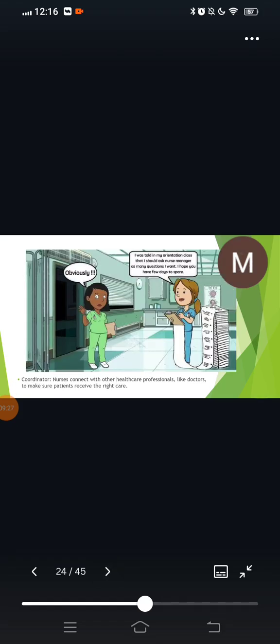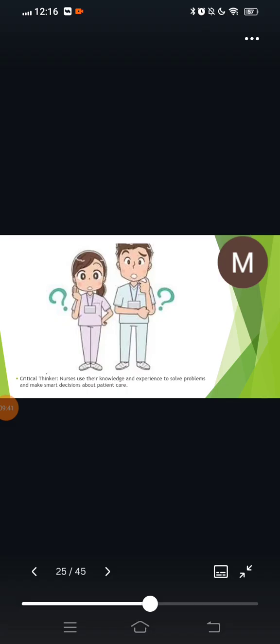Manager. Nurses organize care, plan schedules, and make sure resources are available for patients. Coordinator. Nurses connect with other healthcare professionals, like doctors, to make sure patients receive the right care. Critical thinker. Nurses use their knowledge and experience to solve problems and make smart decisions about patient care.